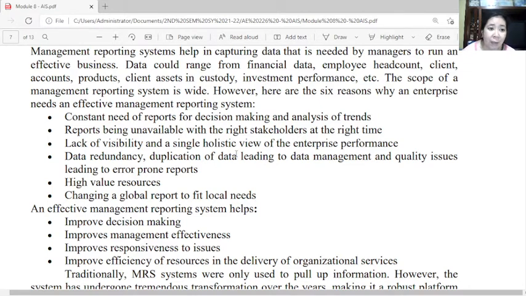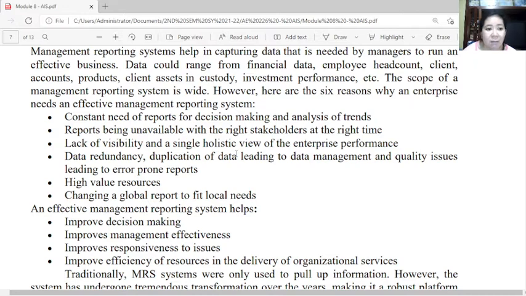Another reason for having an effective management reporting system is the lack of visibility and a single holistic view of the enterprise performance. So again, with the help of an effective MRS, it can aid the management in visualizing the view of the enterprise performance in a timely manner. Okay, so that's also the purpose of MRS.